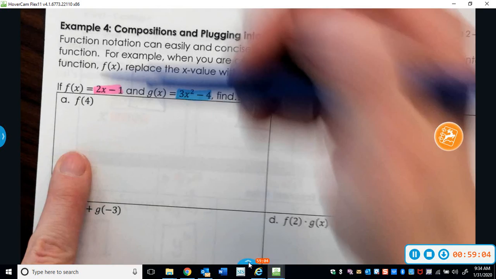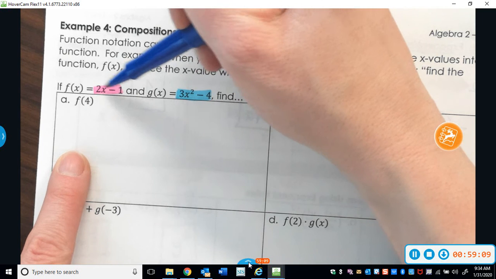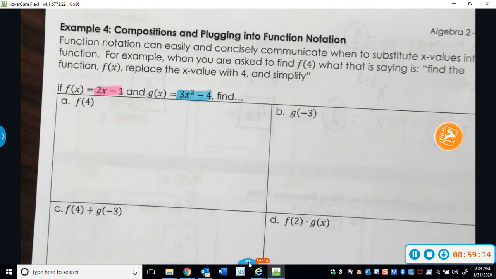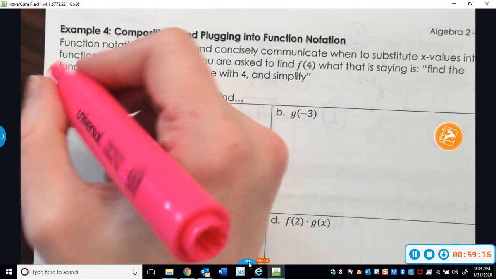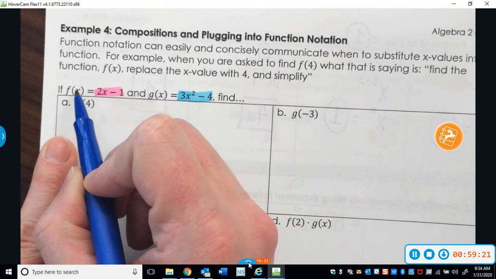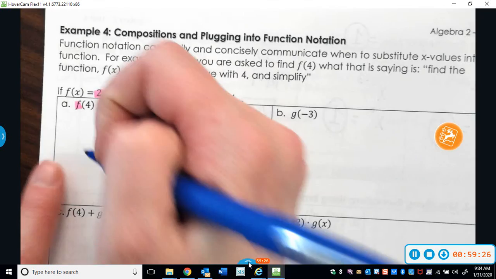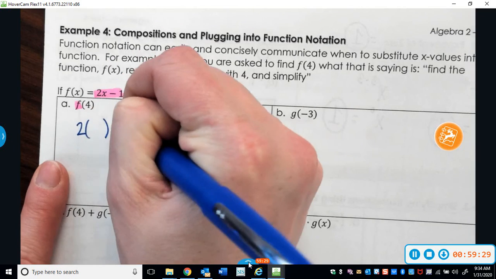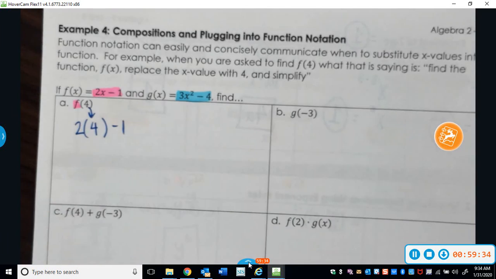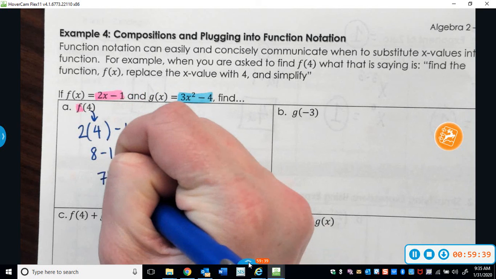So what it's actually doing is, notice that instead of an x, it has a 4. So what it's telling me is to take this f function and replace the x with 4. That's all. Alright, so notice that instead of f of x, I have f of 4. It's replacing the x with 4. So I'm going to have 2 times my x value minus 1. I'm going to replace that x value with a 4. So that'll give me 8 minus 1, which will just be 7.